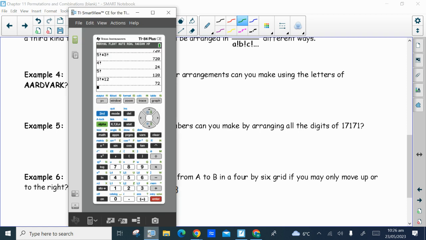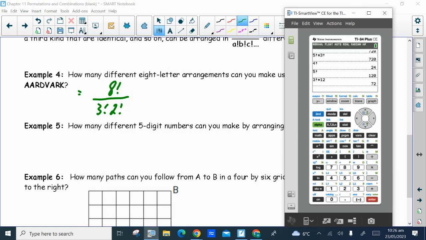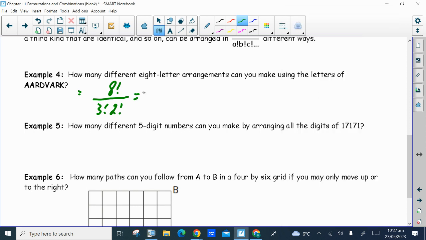When you do this on your calculator, you have to keep the denominator together, meaning you have to use brackets for the denominator. 8 factorial divided by, and then in brackets, 3 factorial, and we can just go times 2 because that's what 2 factorial is, but you have to keep those in brackets to get the answer, 3360. And so there's our answer.